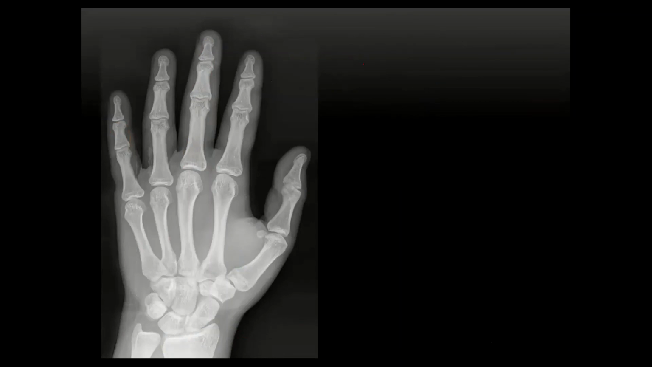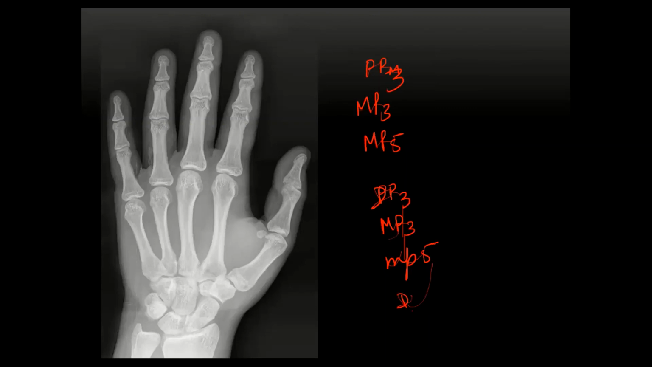Six sites in Fishman index. So I'll write the Fishman index here, and then you can judge how many sites are there. So PP3, MP3, MP5, DP3, MP3, MP5, DP3, PP3, MP3. This is something like that.